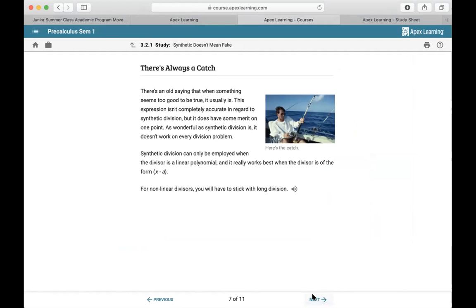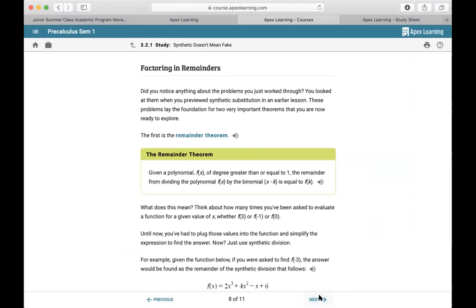Now, the catch for that one, as I already told you, is that it really only works if the divisor is a linear polynomial. It works best when it's a linear polynomial, and truly it works best if it's x minus a. But for non-linear divisors, you're going to have to stick with long division. Sorry, I know that stinks. But if it's linear, you can do the shortcut there.